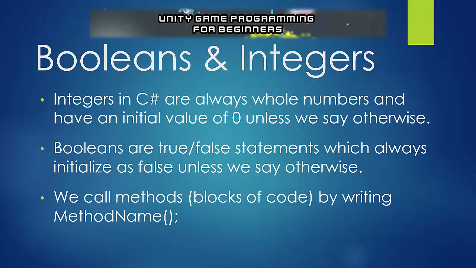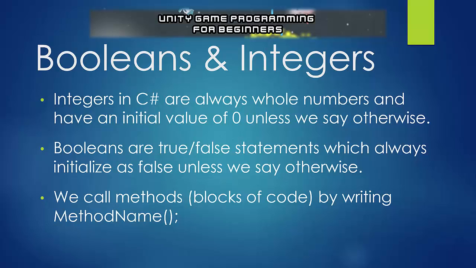In this video, we're going to continue building our console Pong game, and this time we're going to be exploring Booleans and integers. Now, integers in C# are always whole numbers, and unless you say otherwise, they're always going to have a default value of 0, but you can easily change that to anything you want as long as it's a whole number. Booleans are always true or false statements, so they're really good for checking if a certain condition is met or whether it isn't.